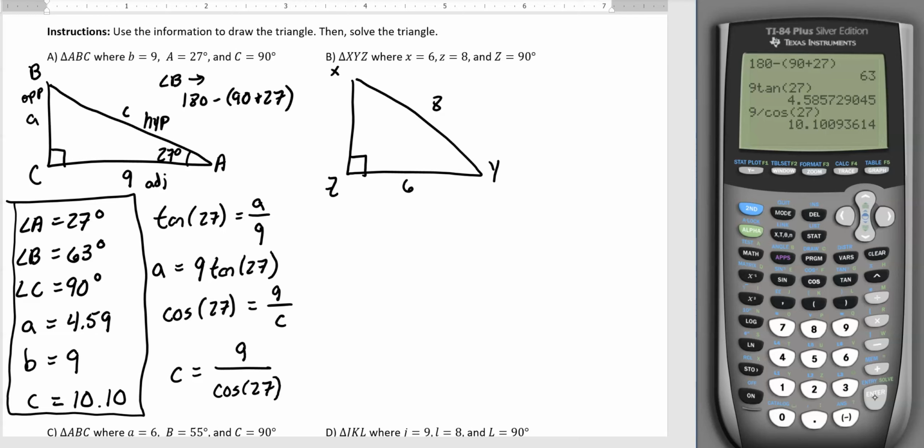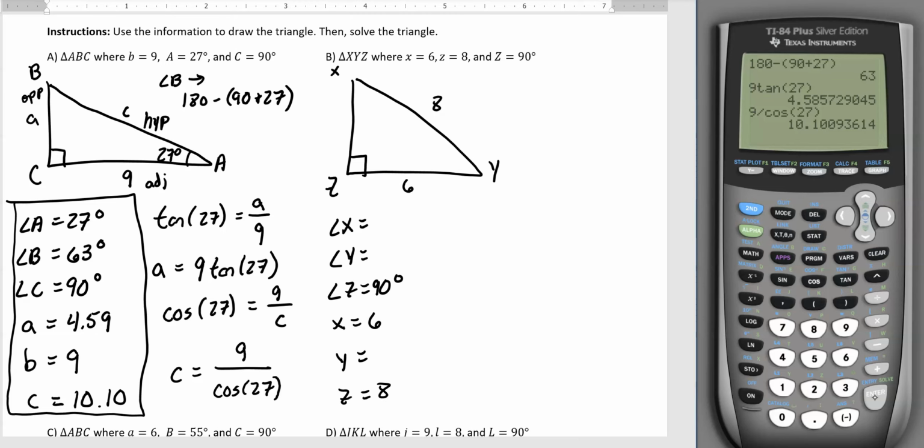And, well, let's list what we know. We do not know angle x. We do not know angle y. We do know that angle z is 90 degrees. We know that side x is 6. We do not know side y. We know that side z is 8.